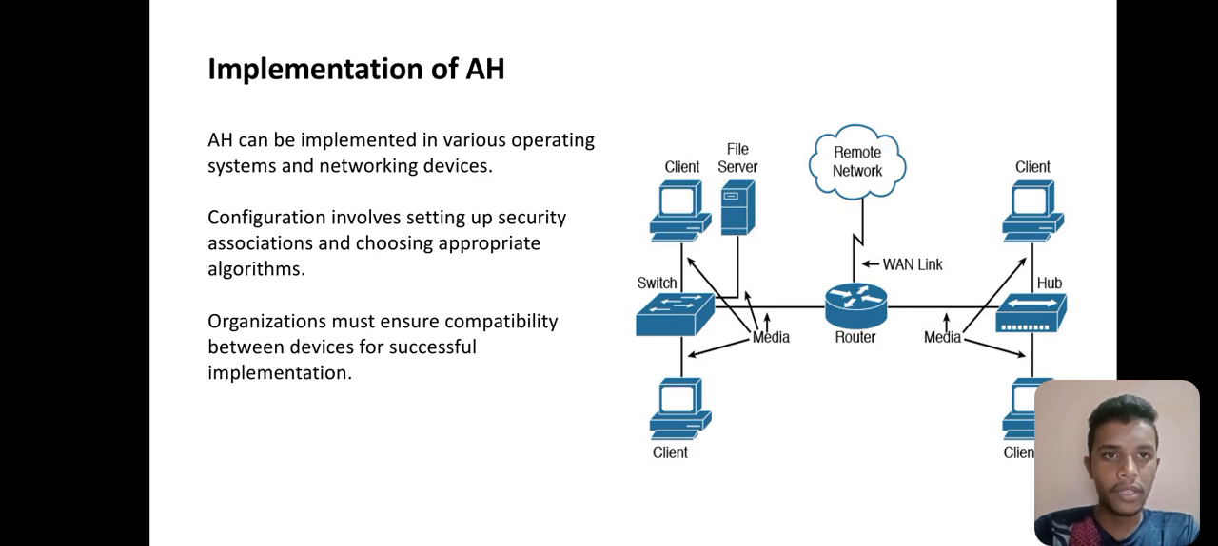And for implementation of the authentication header in various operating systems, it can be implemented through networking devices, and configuration involves setting up security associations and choosing appropriate algorithms. Organizations must ensure compatibility between devices for successful implementation.